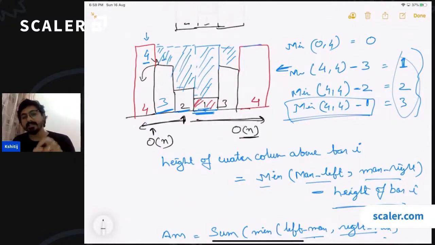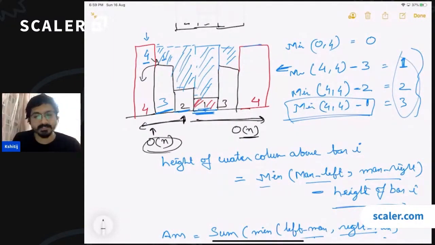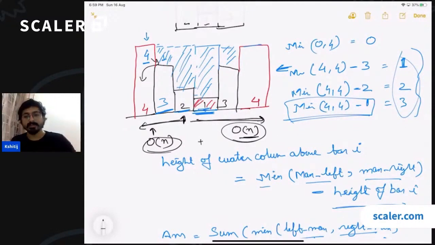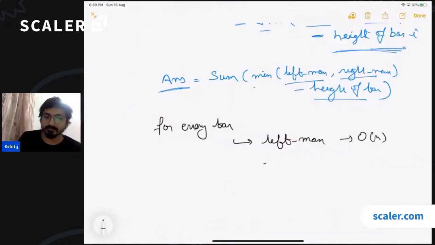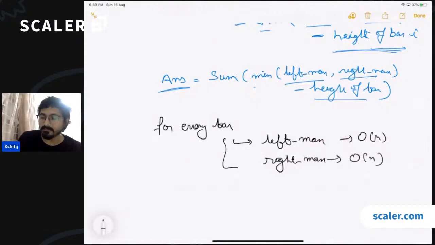So to calculate the water column above each and every bar, we are doing an order n operation because these two are going to get added, right? And we are going to do this operation for each and every bar. There are n bars in total. If there are n bars and for every bar, our calculation requires order n time complexity, what is going to be the total time complexity? Right, so there are n bars. For every bar, we are going to do order n operations. So the total time complexity is going to be order n squared.